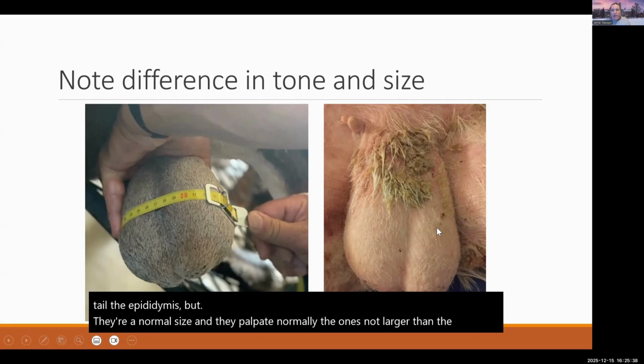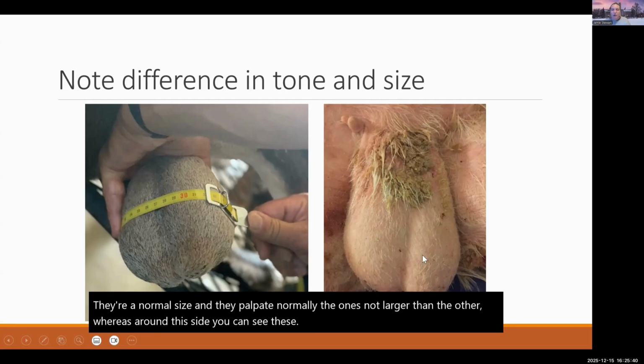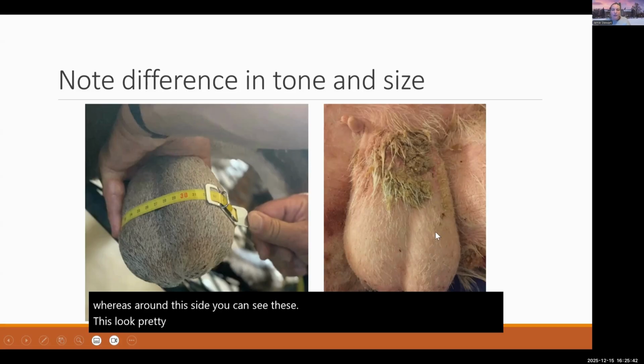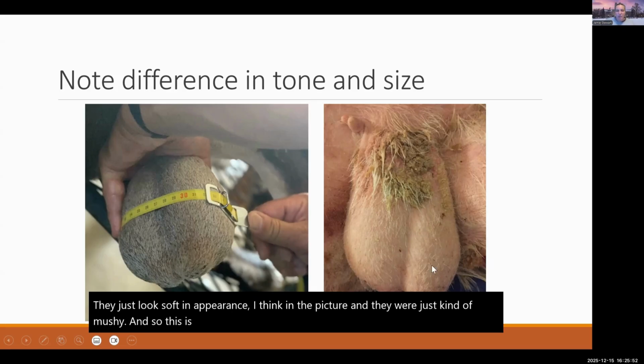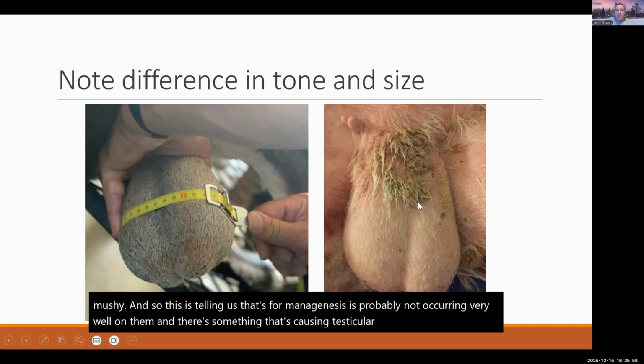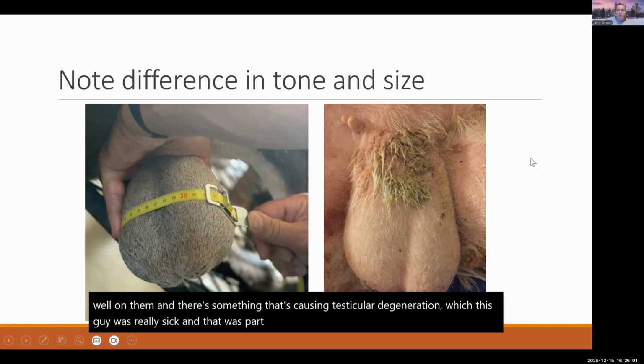Whereas over on this side, you can see these look pretty small, and they just look soft in appearance, I think, in the picture, and they were just kind of mushy. And so this is telling us that spermatogenesis is probably not occurring very well in them, and there's something causing testicular degeneration, which this guy was really sick, and that was part of his issue.